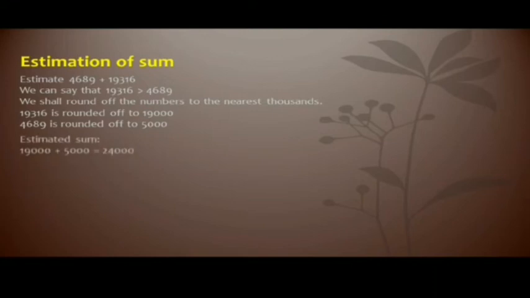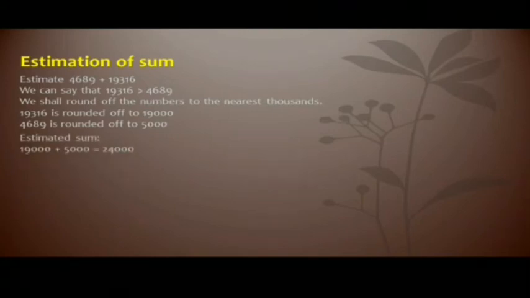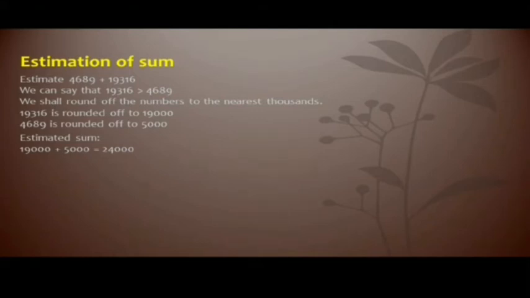Now for the estimation of a sum, we have to estimate 4,689 plus 19,316. We can say that 19,316 is greater than 4,689. We shall now round off the numbers to the nearest thousands, which means that 19,316 is rounded off to 19,000 and 4,689 is rounded off to 5,000. And now the solution says the estimated sum is equal to 19,000 plus 5,000, which is equal to 24,000.